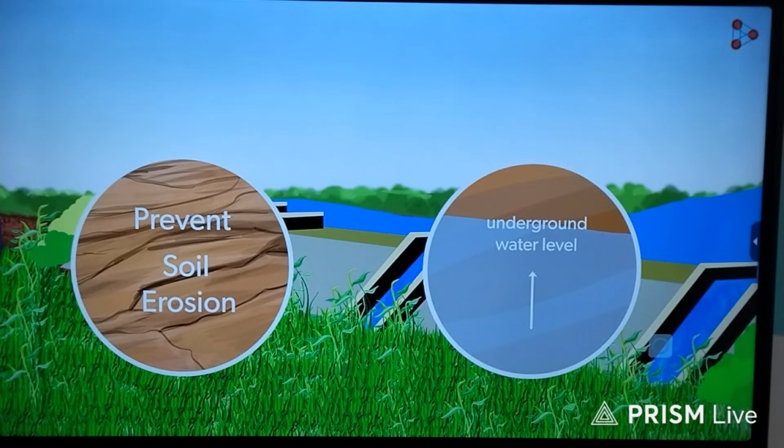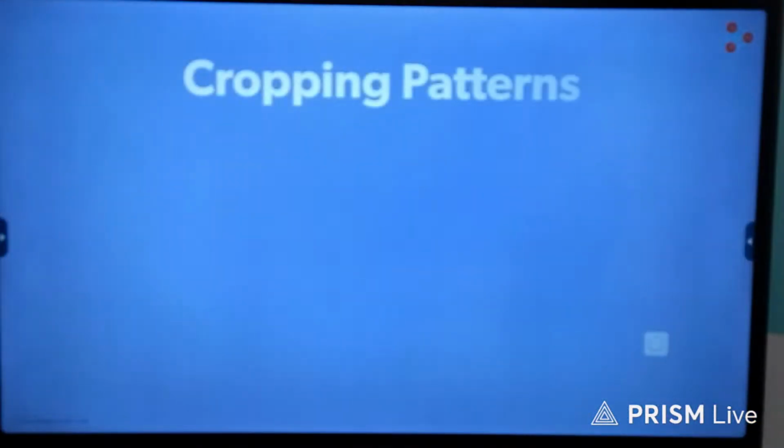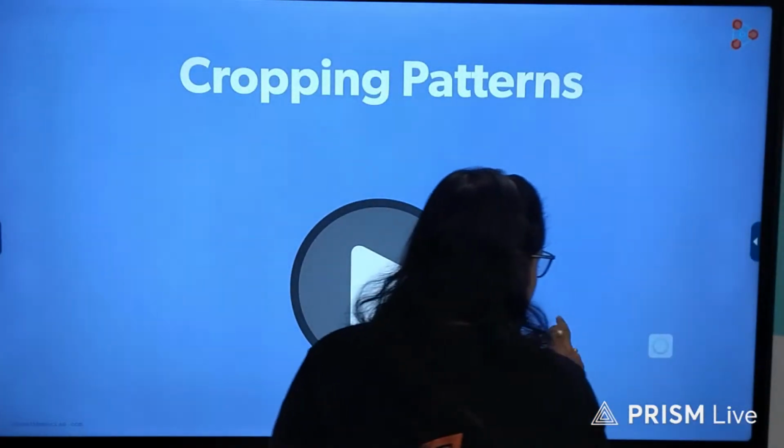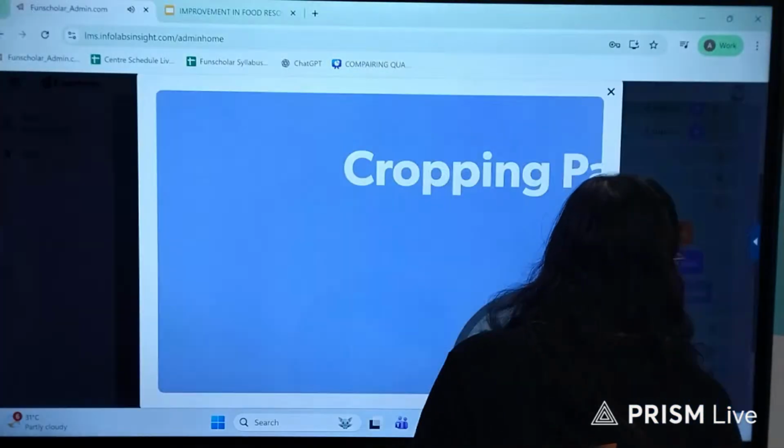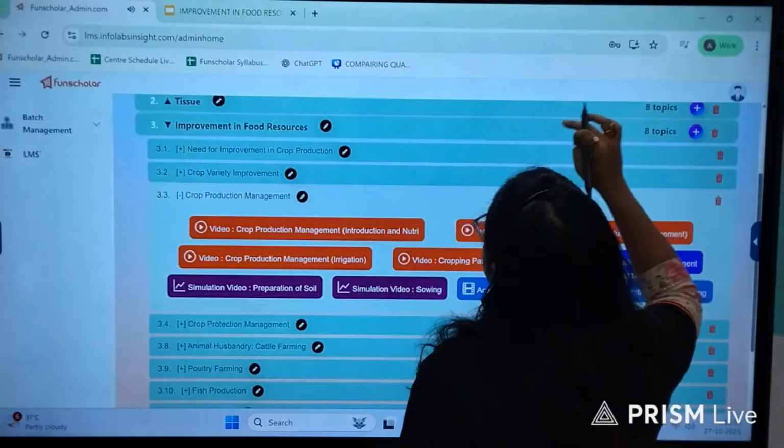Now that you know the various ways in which water can be made available for crops, let us look at cropping patterns in our next video. Do you know a definitive crop pattern can help save a lot of resources?